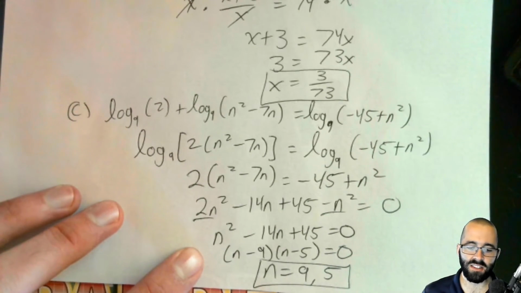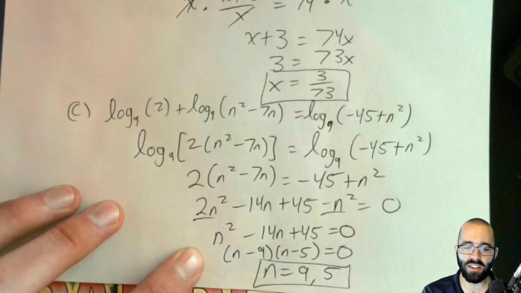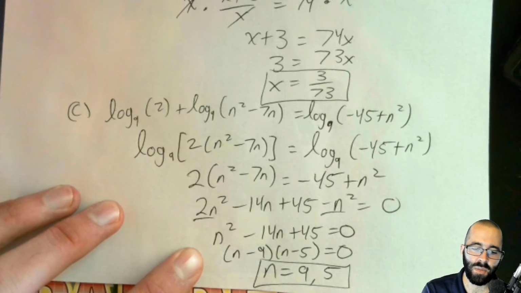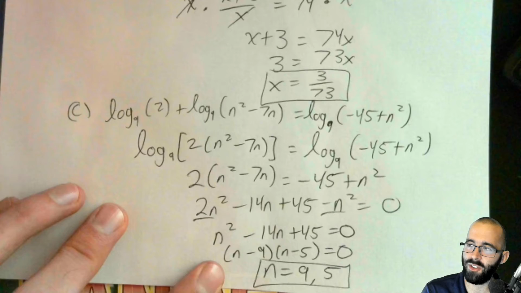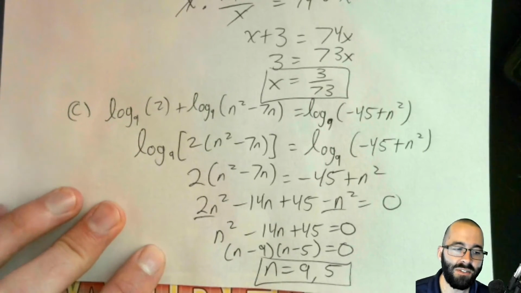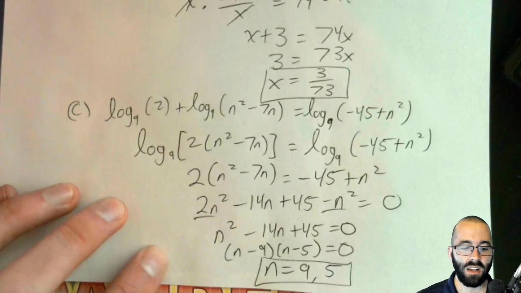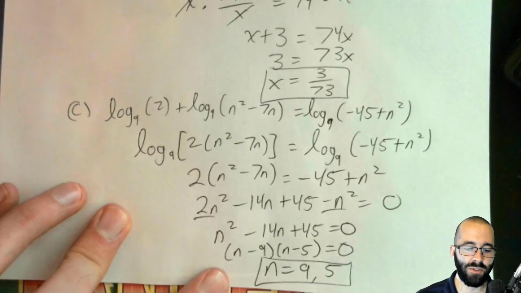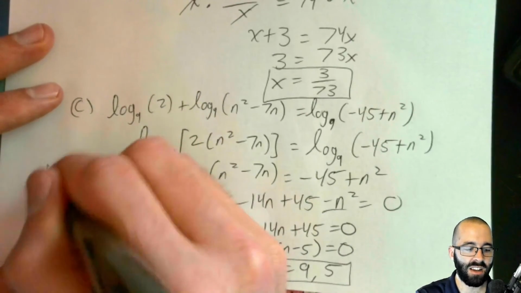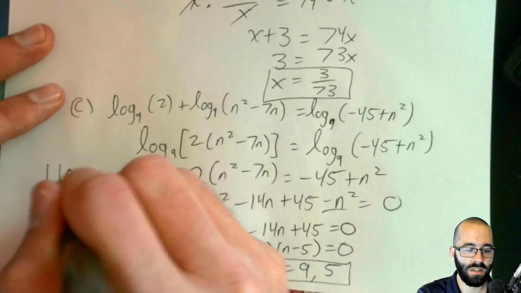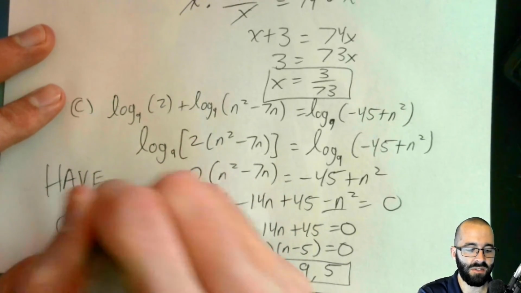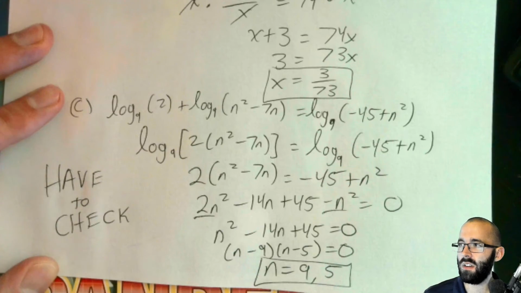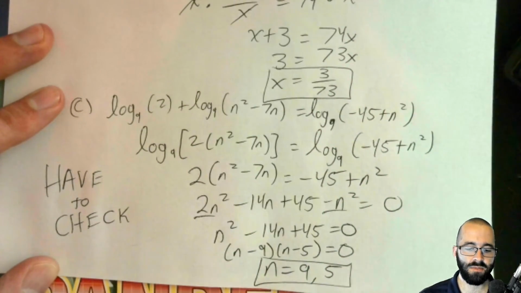And we could check our answers. So let's check our answers here. Because, well, I don't want to spoil it for you, but you have to check your answers here. Because sometimes, I don't want to spoil it for you, you have to check these ones. You absolutely have to. Let's check 9 and 5.